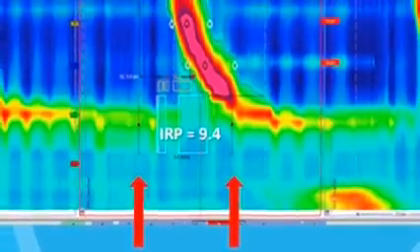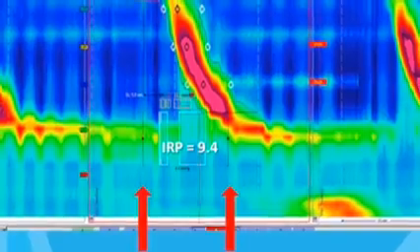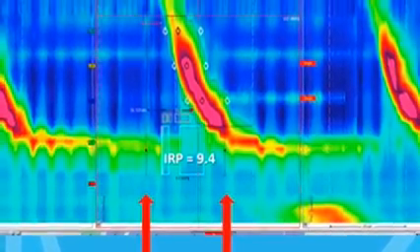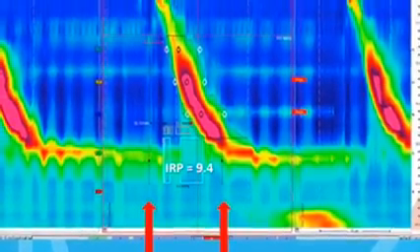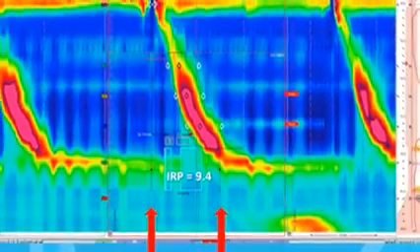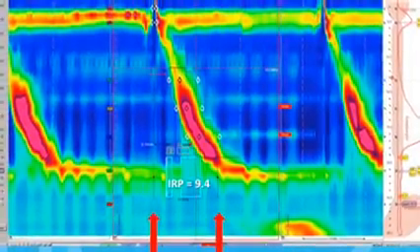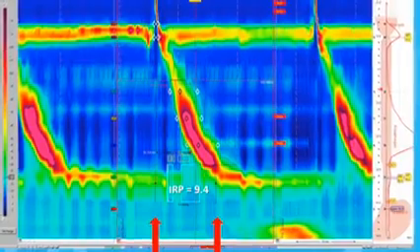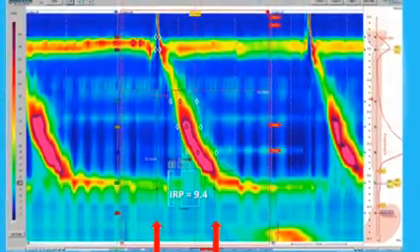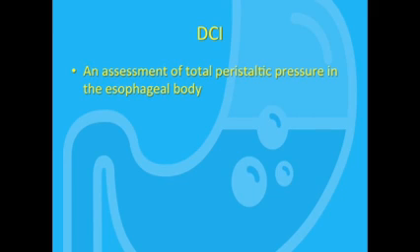While it's not essential to understand the mathematics of the IRP calculation, it is important to know that a high IRP that is greater than 15 millimeters of mercury indicates that the EGJ is not relaxing appropriately with swallows, and this is a significant manometric finding. Let's talk about the distal contractile integral.